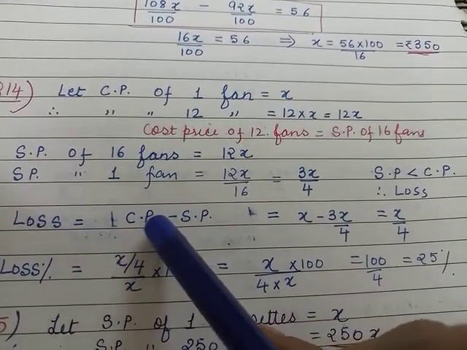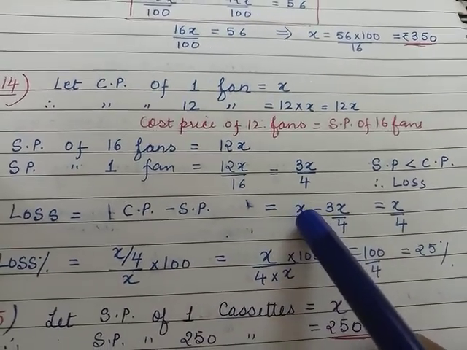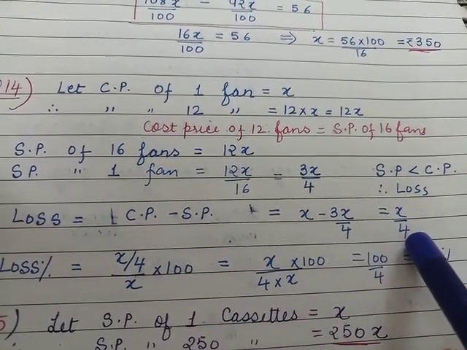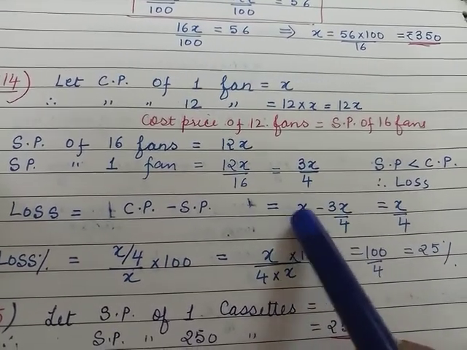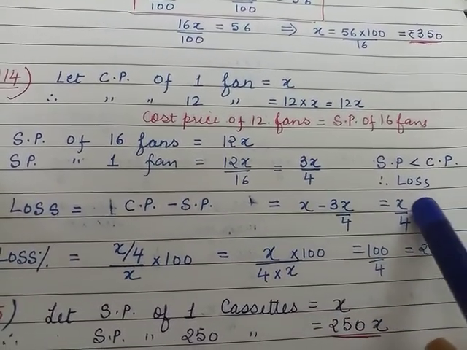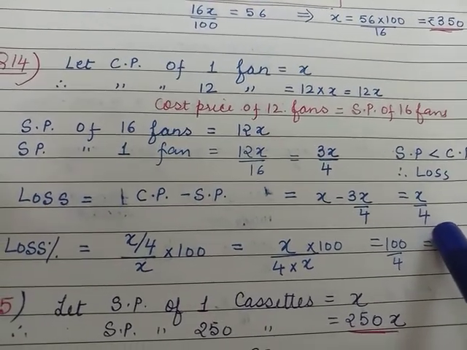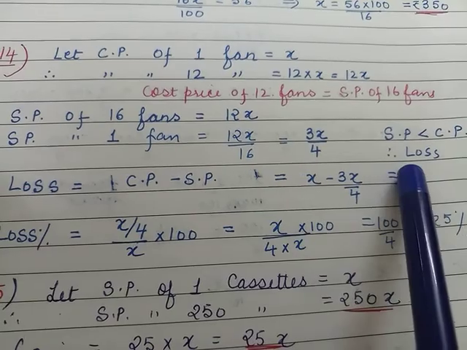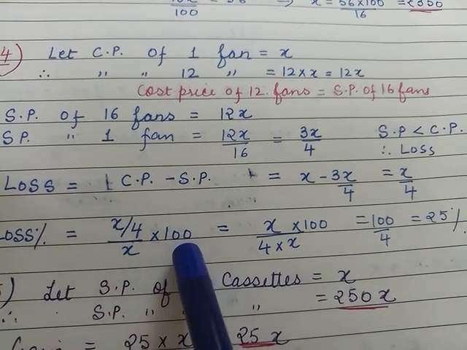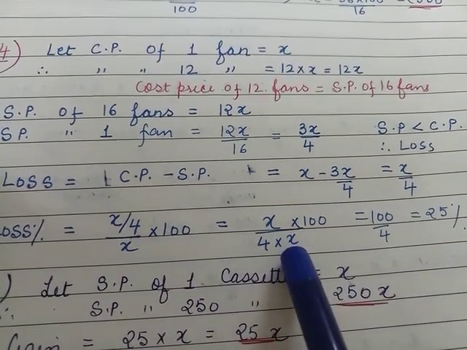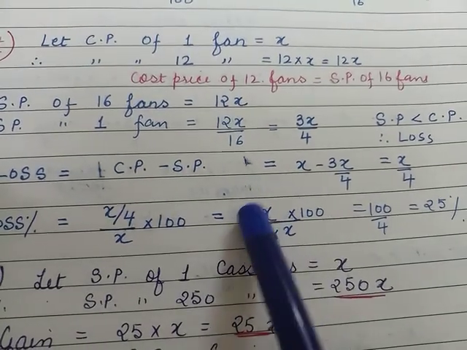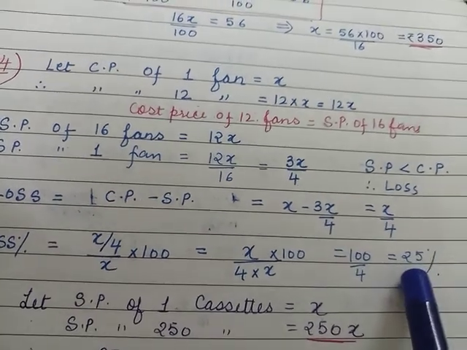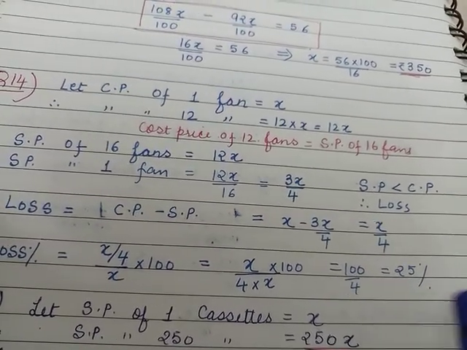So loss is equal to CP minus SP. So x minus 3x by 4, that becomes x by 4. If you take the LCM, this will become 4x minus 3x, that will give you x by 4. Now we calculate the loss percent. So loss percent is loss upon CP into 100, x by 4 upon x into 100, x gets cancelled, that becomes 100 by 4, that becomes 25%.